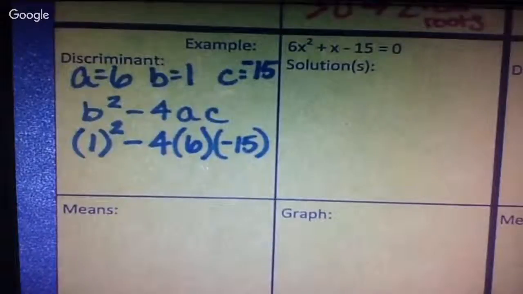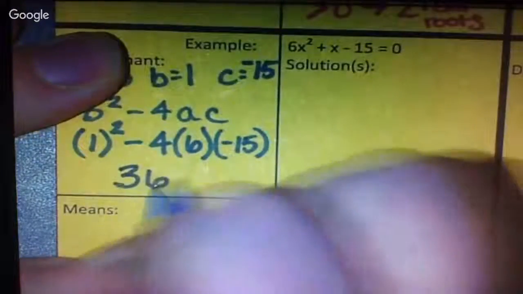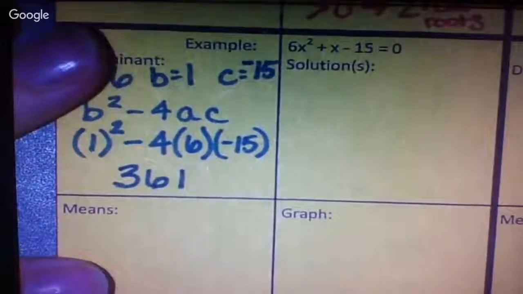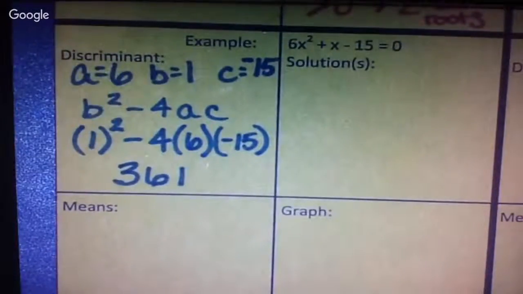Okay. You get 361. There's no parentheses around the 4. That's part of your equation. That's always there. You only put parentheses as you're subbing numbers in.